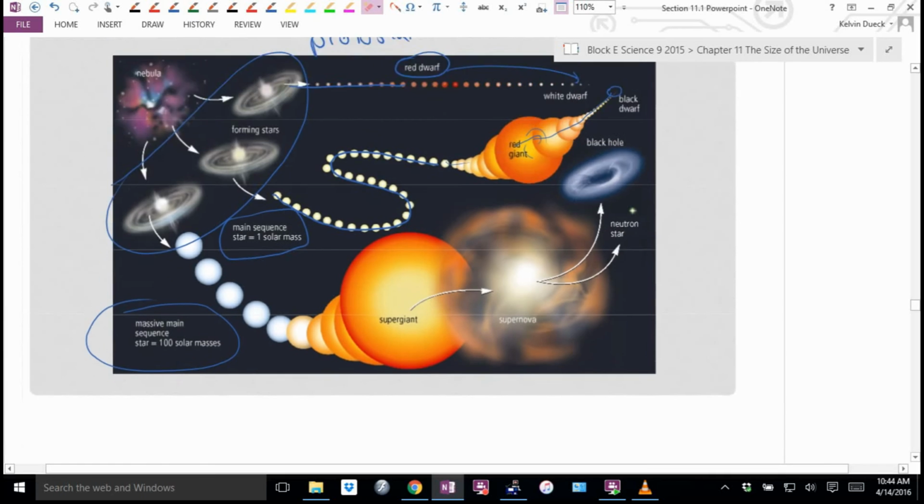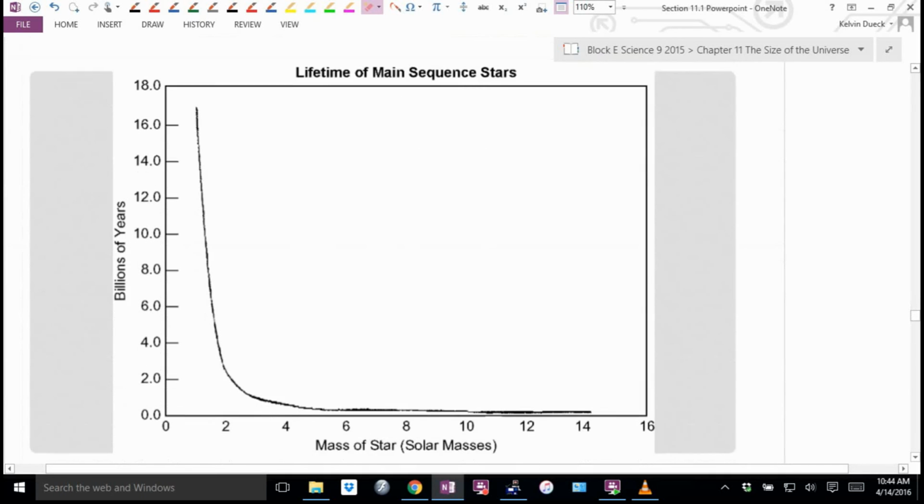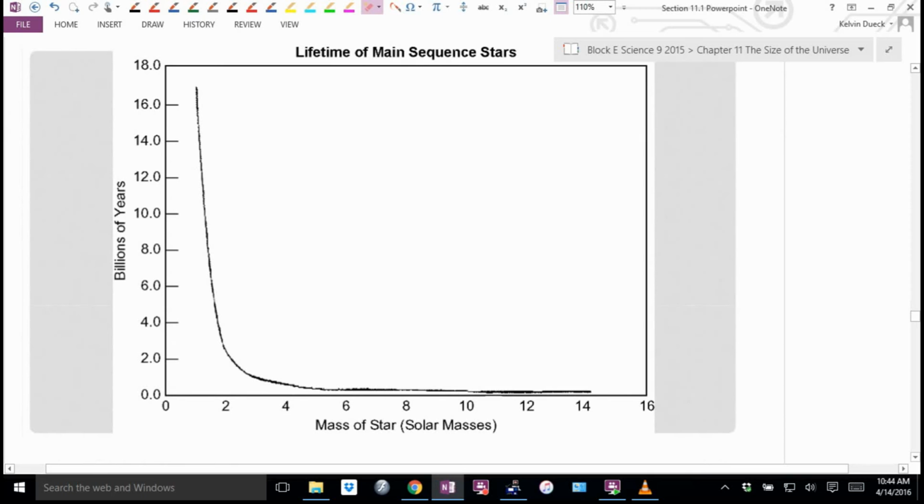But let's go through this in some more detail. So here's a graph showing the lifetime of main sequence stars. If a star has a mass of 1 solar mass, it'll last about 16 billion years, we figure, give or take. 2 solar masses, it'll last about 2 billion years. And you can see big stars like 14 solar masses, they don't last very long at all on the cosmic scale. They last a few 100 million years, but that's still a long time relative to us.